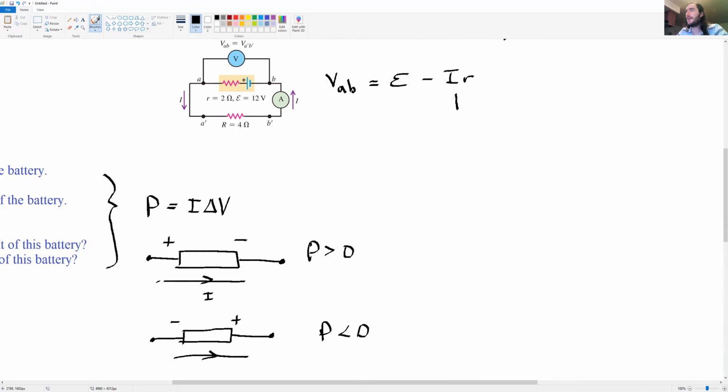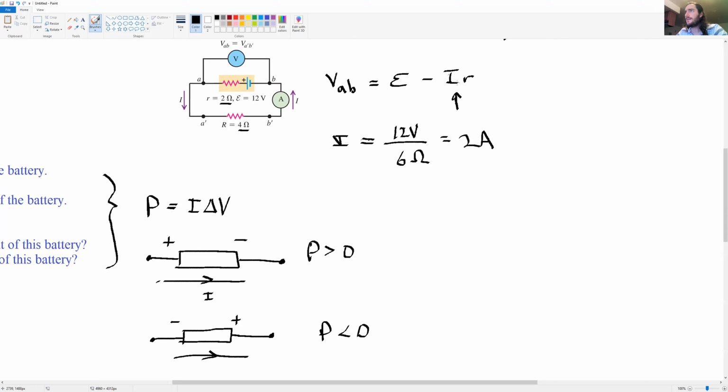But we need to get the current. So how do we get the current? Well, the current is part B. The current is going to be 12 volts, exactly as we said. So 12 volts divided by 6 ohms. Why 6 ohms? Well, we have a 2 ohm and a 4 ohm in this bottom loop. So we can do Kirchhoff's voltage law for the bottom loop. 12 volts over 6 ohms gives us 2 amps, right?